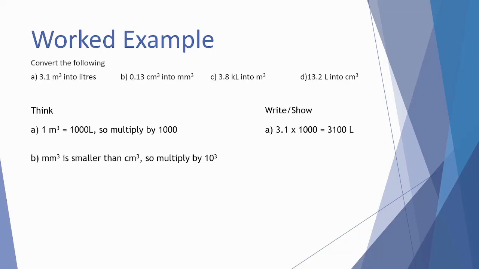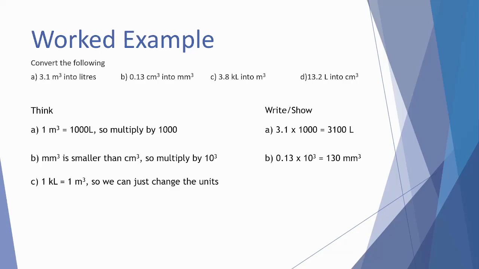For cubic millimeters, we know that cubic millimeters is smaller than cubic centimeters, so we're going to multiply by 10 to the power of 3. Going from centimeters to millimeters, we've got that 10, and because we're looking at cubic centimeters and cubic millimeters, we put it to the power of 3. So here we have 0.13 times 10 to the power of 3 equals 130 cubic millimeters.